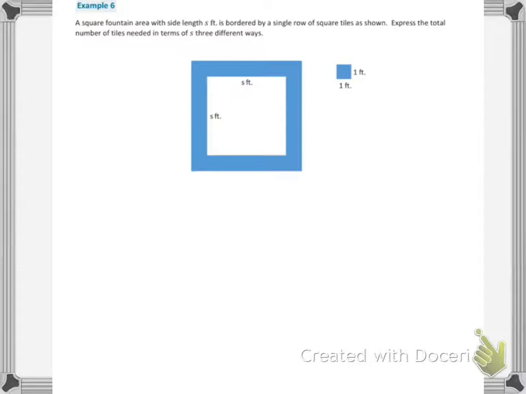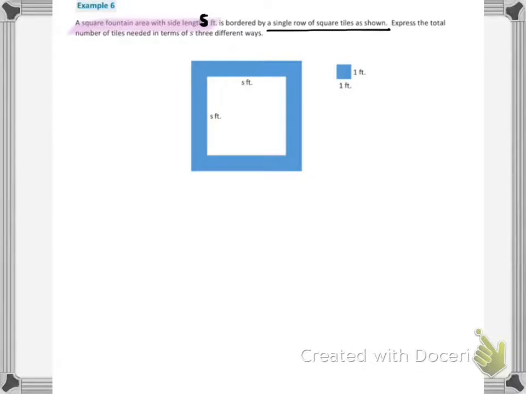Here it says a square fountain. Now I just want to explain this to you. It may not be as easy if you read it alone. A square fountain area with the side length of s feet. We're going to change the values of it just so we can play with it. S feet is bordered by a single row of square tiles, a single row of square tiles as shown.